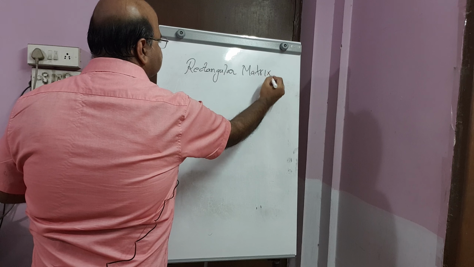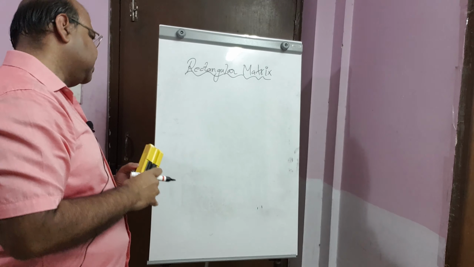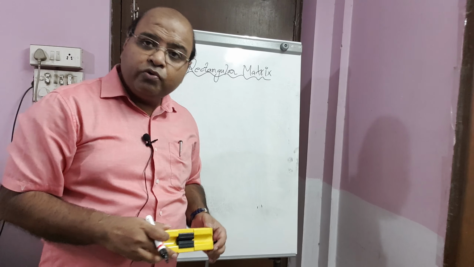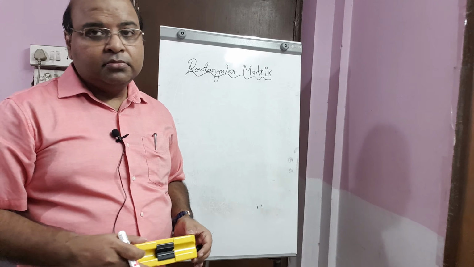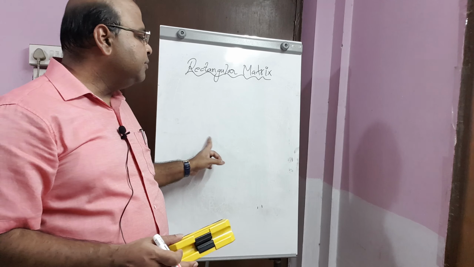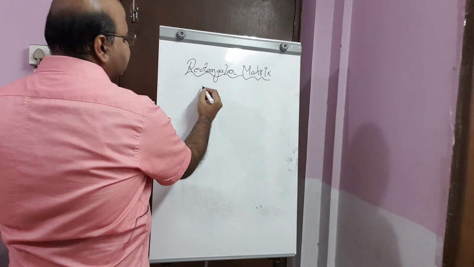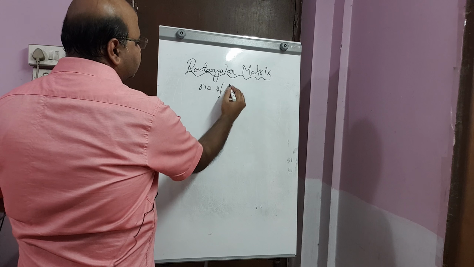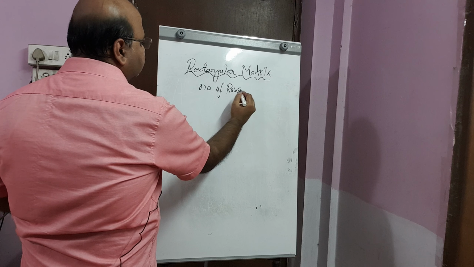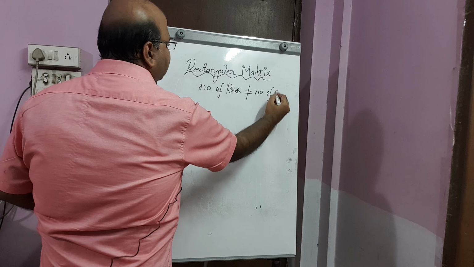As the name suggests, by a rectangular matrix, we shall mean a matrix where the number of rows and the number of columns differ. So it will have a shape of a rectangle, as we all know that the length and breadth of a rectangle are not equal. So rectangular matrix means a matrix where the number of rows is not equal to the number of columns.